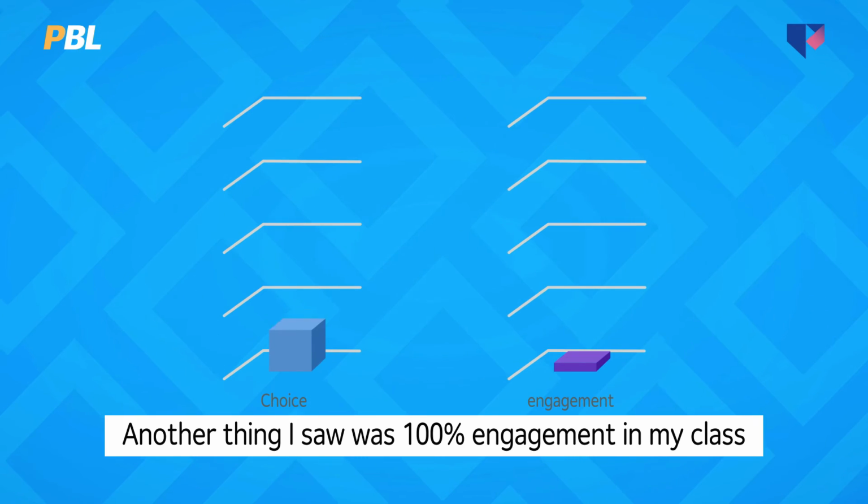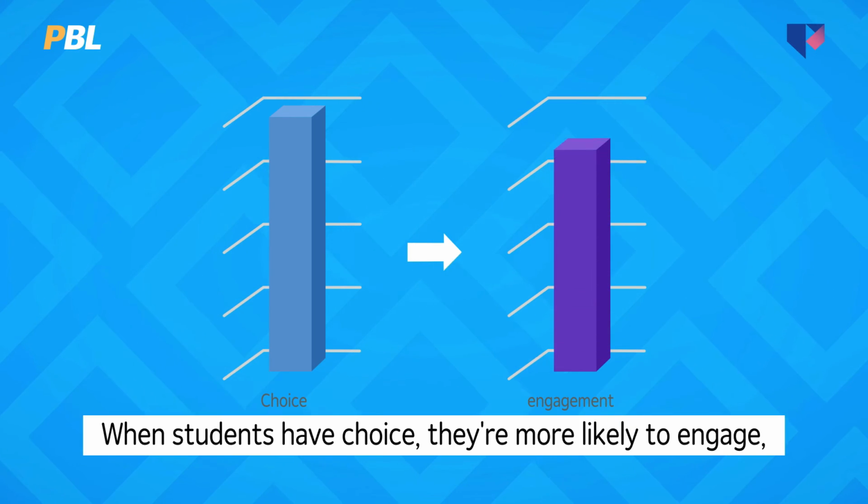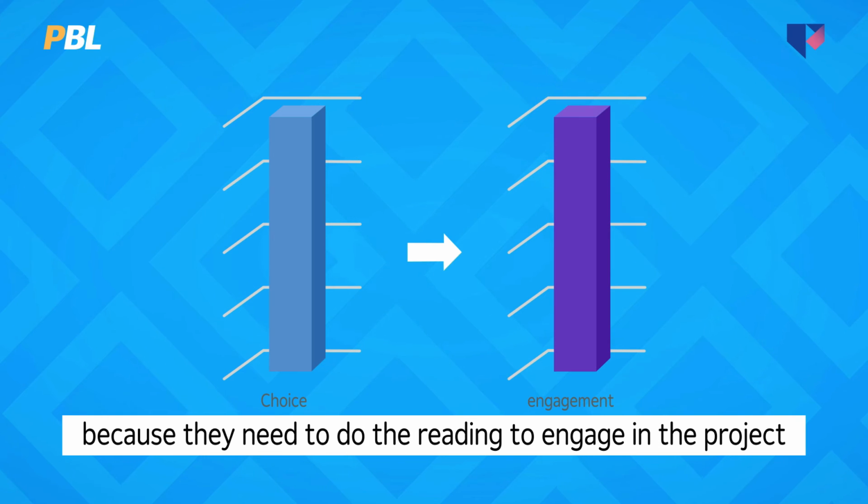Another thing I saw was 100% engagement in my class when students are allowed to choose their project. And that is so powerful. When students have choice, they're more likely to engage, not in just doing the project, but in the reading, because they need to do the reading to engage in the project.